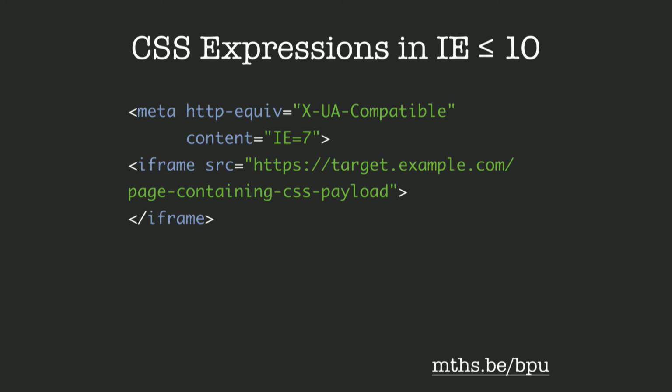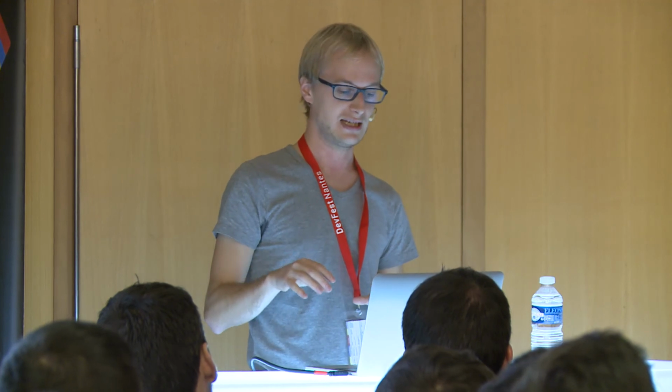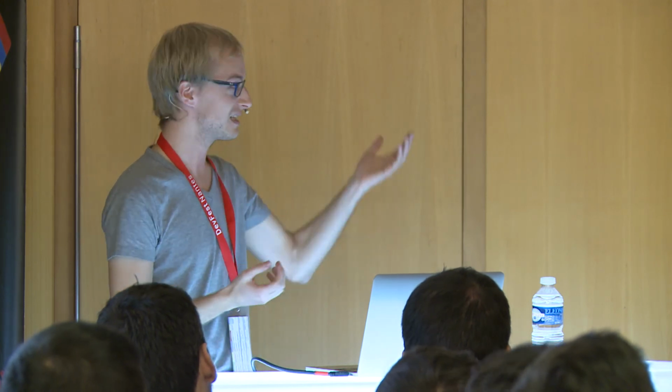And in that case, the document mode of the parent document would be inherited by the targeted website in the iframe, even if the targeted website would specify to use the latest available rendering mode. So this allows you to override the rendering mode used within the iframe. So this allows the attacker to use CSS expressions in the context of the target website, even in IE10, which is kind of crazy if you ask me.